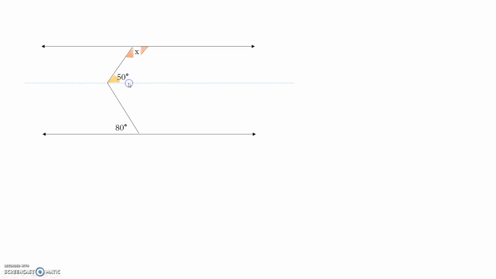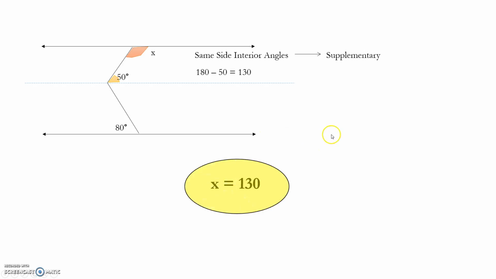Okay. Now my last step is focus on these 2 angles at the top. This is X. That's what I need to find out. I know this is 50. I know these 2 lines are parallel. I have same side of my transversal, interior, they're supplementary. That means X plus 50 is 180, or 180 minus 50 is 130, and X is 130.